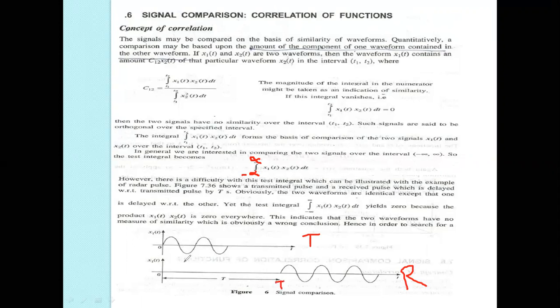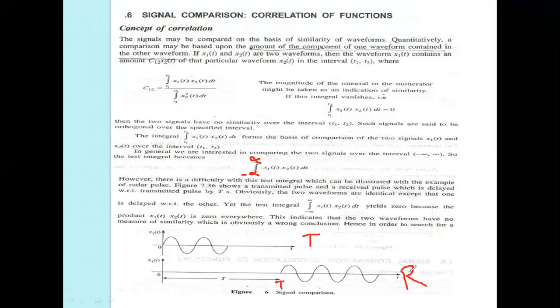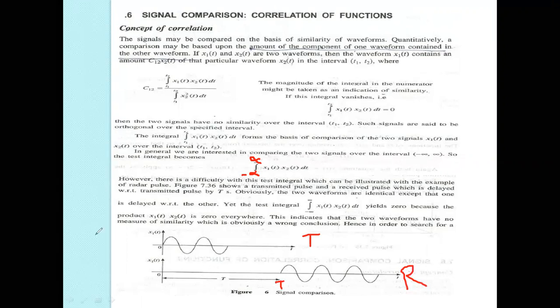We are transmitting a sinusoidal signal at the transmitter side, and it is received at the receiver side after a delay of T seconds. Obviously, the two waveforms are identical, except that one is delayed with respect to the other. The test integral from minus infinity to infinity of x1 of t x2 of t dt yields 0 because the product of x1 and x2 is 0 everywhere. This indicates that the two waveforms have no measure of similarity, which is obviously a wrong conclusion.